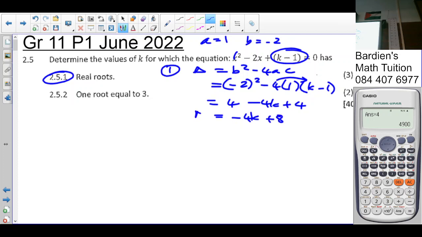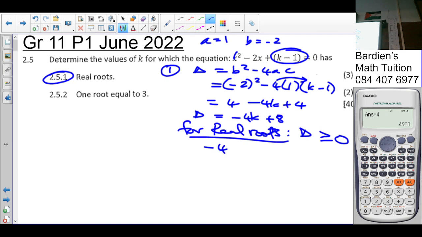So that's your delta. But what's the question? The question was for real roots. What do we know about delta for real roots? Delta must be greater or equal to 0. So negative 4k plus 8 must be greater or equal to 0. So negative 4k must be greater or equal to negative 8. So k must be less than or equal to 2. Remember, when you divide by a negative, the inequality swaps around. Any issues there?